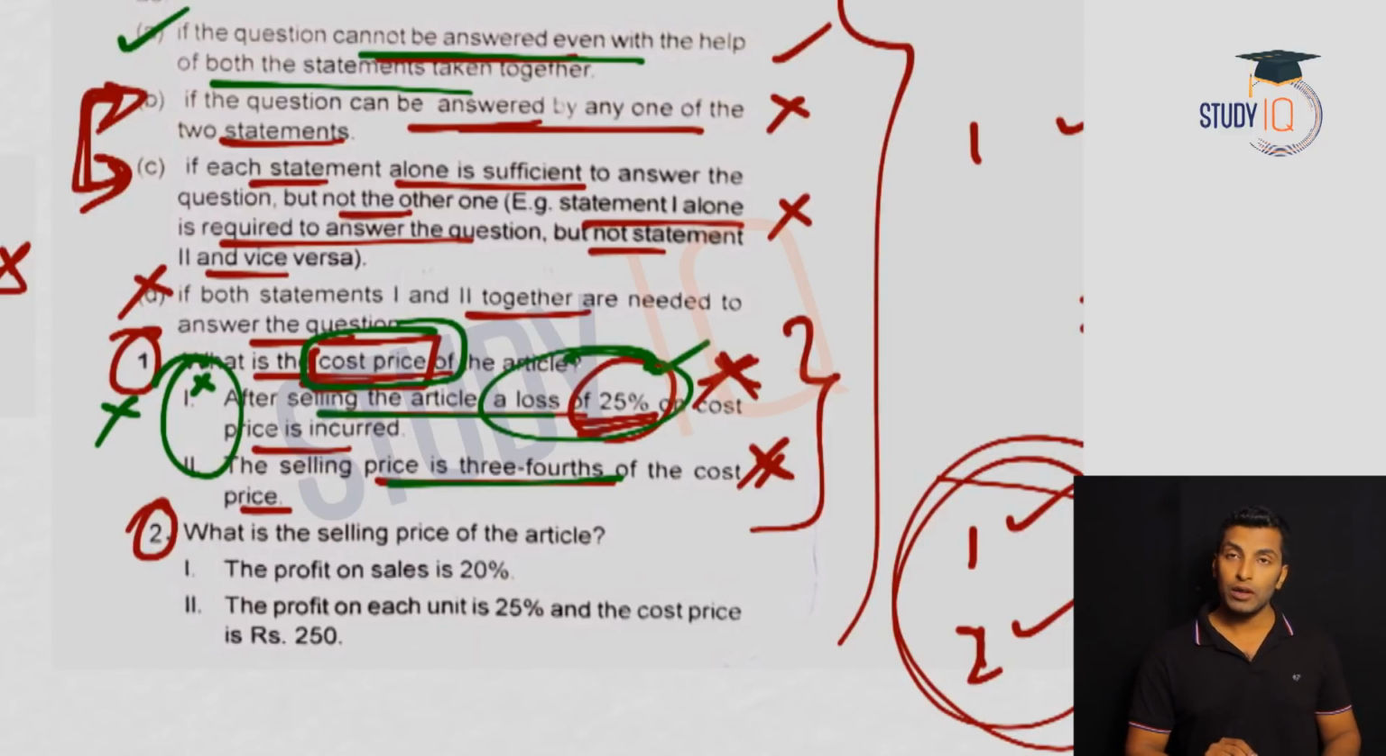1 alone will not help you. 2 alone will not help you. So these two are out. These two combined also will not help you, so this is out. So what is left? A. The answer for the first question is A.